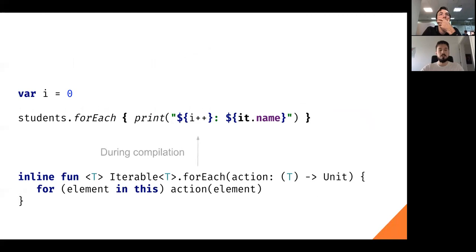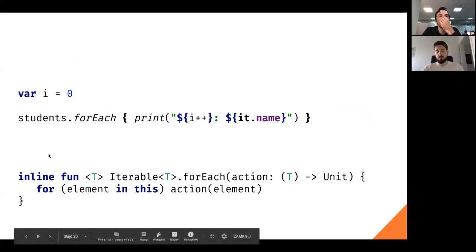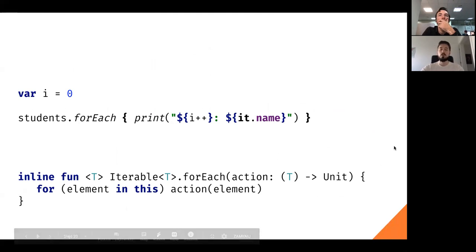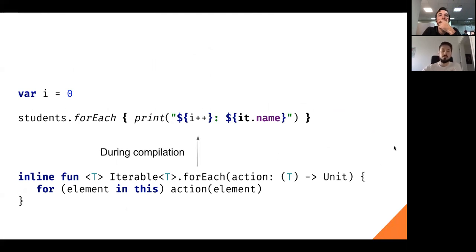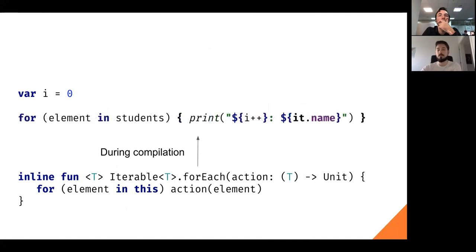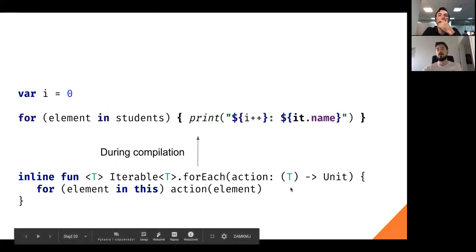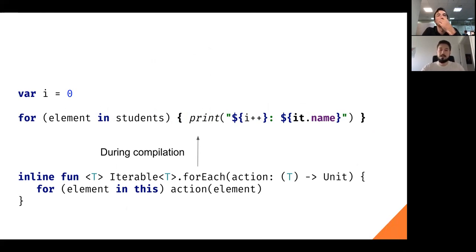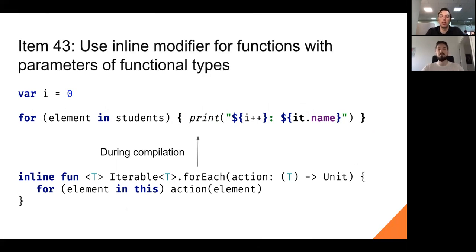So the solution is very simple: use the inline modifier for functions with parameters of functional types. When we do that, then during compilation, forEach is replaced with the body of the function, and the action call is replaced with the body of the action. And we have no barriers, and this can make a difference, especially when we capture variables. So yeah, use the inline modifier for functions with parameters of functional types.